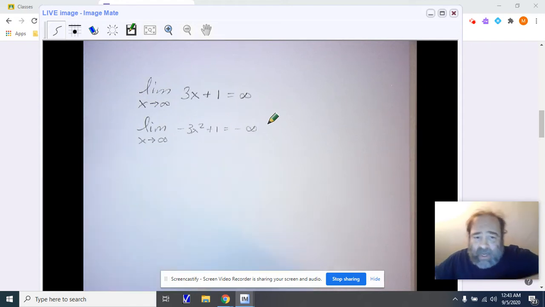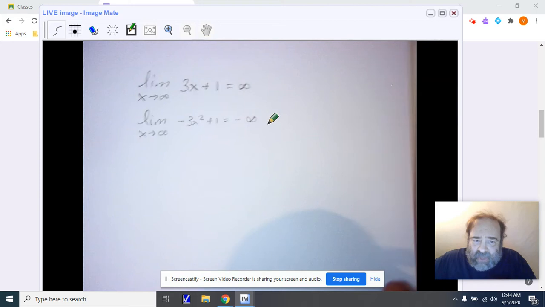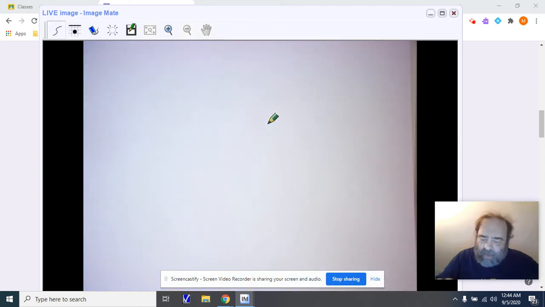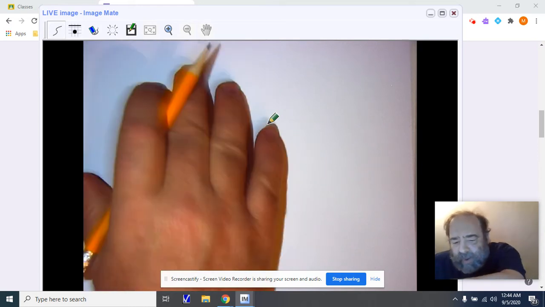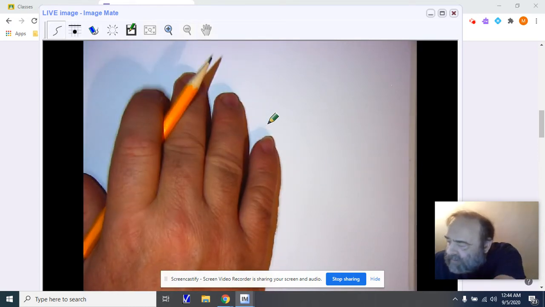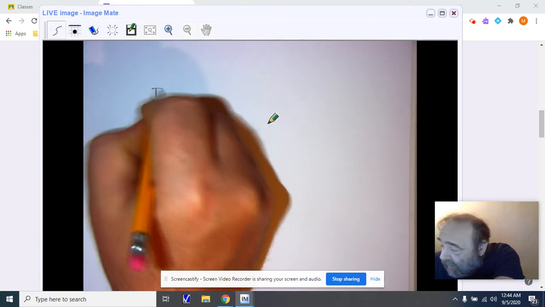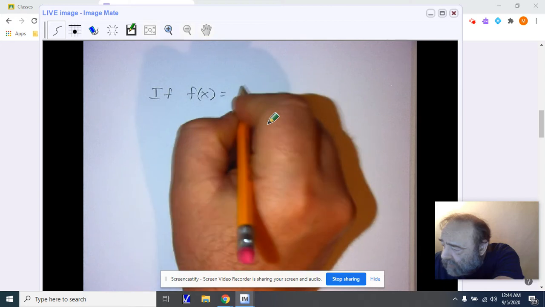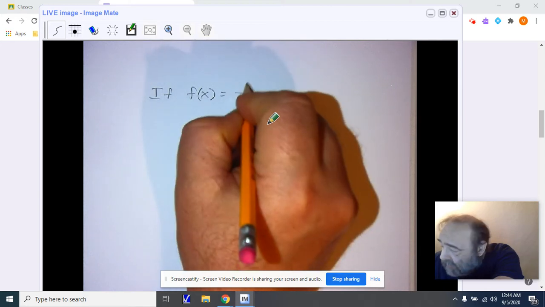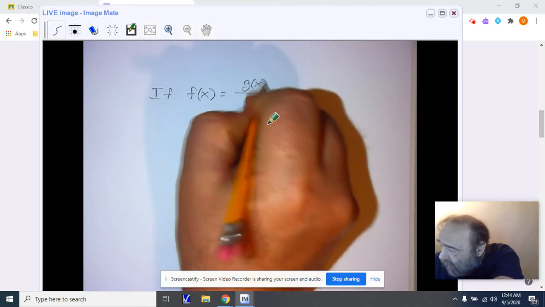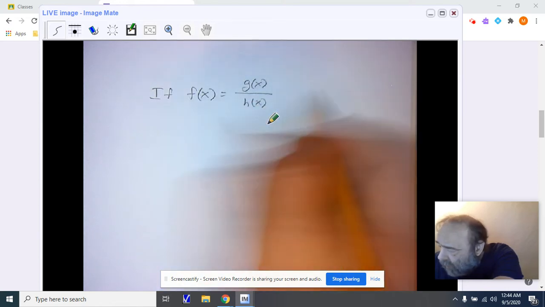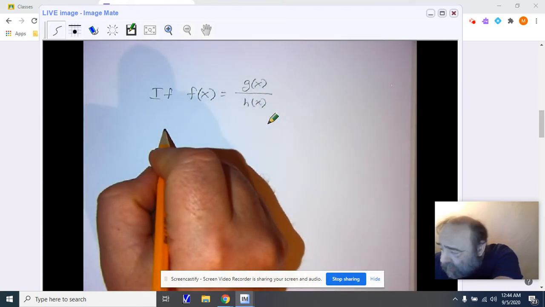But when we're dealing with rational functions, we can't just do that. We have to think a little bit more carefully about what we have. So what we do is we start off by taking a look at what is the situation. If f of x is a composite function, which has a function on top and a function on the bottom, we're looking at three situations.